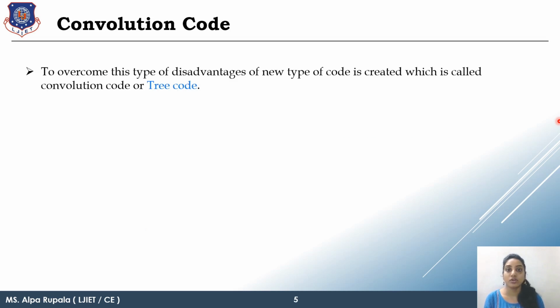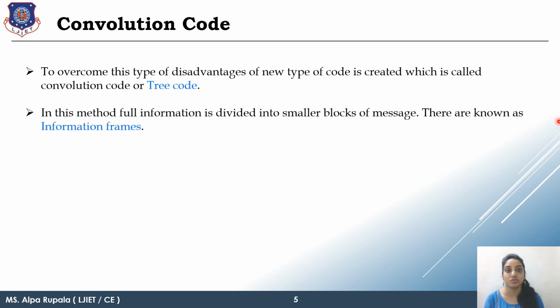The convolution code basically overcomes the disadvantages of Hamming code. Convolution code is also known as the tree code. How is it overcoming them? First of all, we are dividing our data into small message parts, and these parts are known as information frames. Now, by using these information frames, we are converting or creating these message frames into code words.